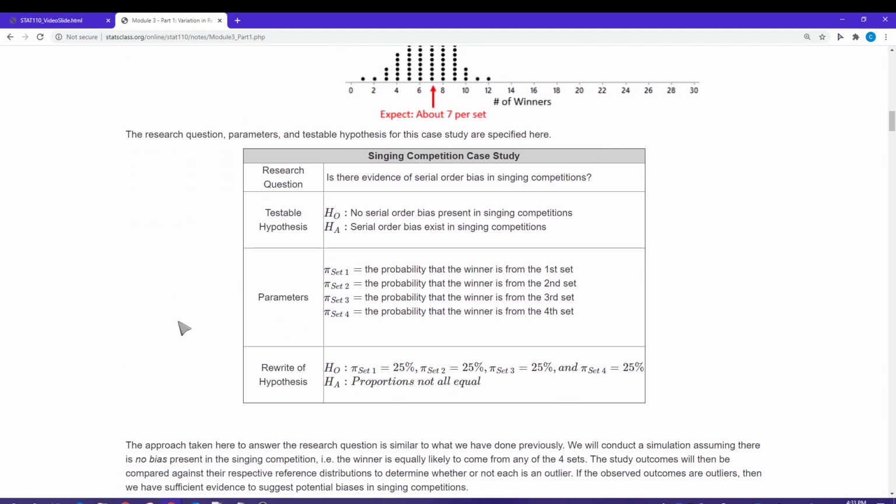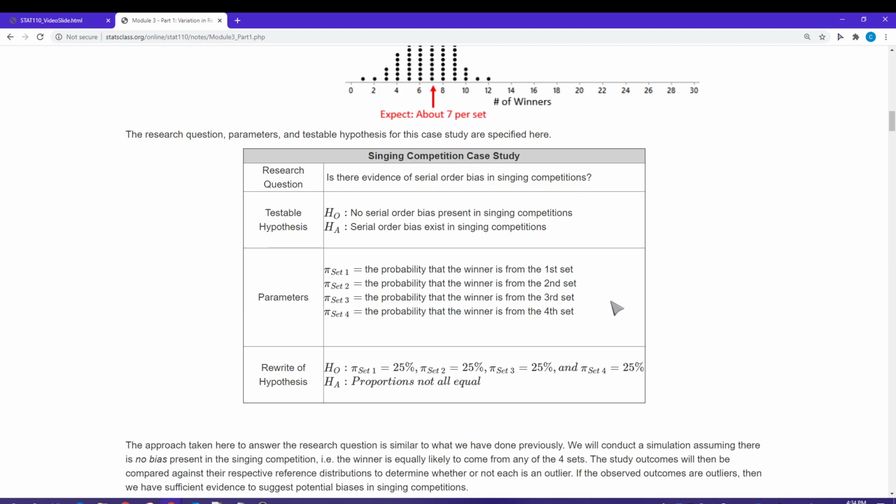Here's our research question, hypotheses, and the parameters. So the research question is: is there evidence of serial order bias in singing competitions? Again, we put our research question in the H_A. So H_A here is that serial order bias exists, and the H naught is that no serial order bias exists. Remember, the H naught is kind of the fair situation or the no difference situation.